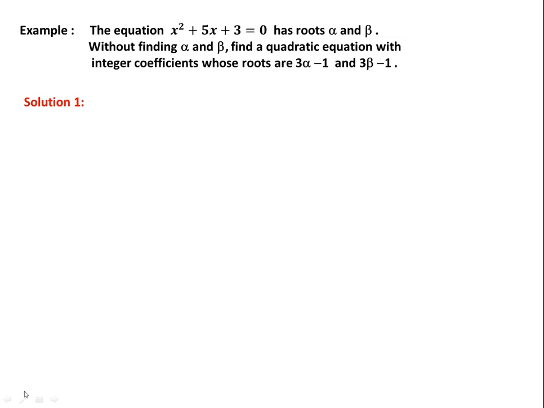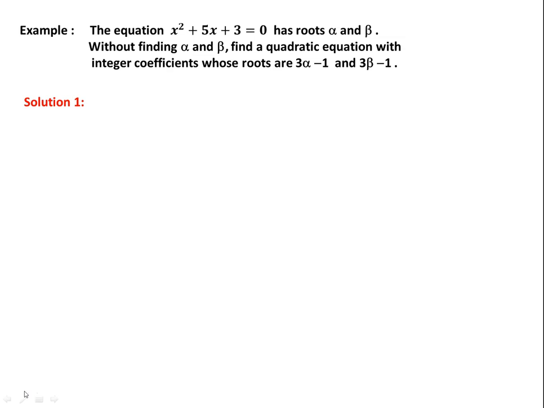Our second example, we have the equation x squared plus 5x plus 3 has got roots alpha and beta, and without finding the values of alpha and beta, we've got to find a quadratic equation which has integer coefficients whose roots are 3 alpha minus 1 and 3 beta minus 1. We're going to tackle this question in two different ways. The first way is making use of our work on the sum and the product of the roots.